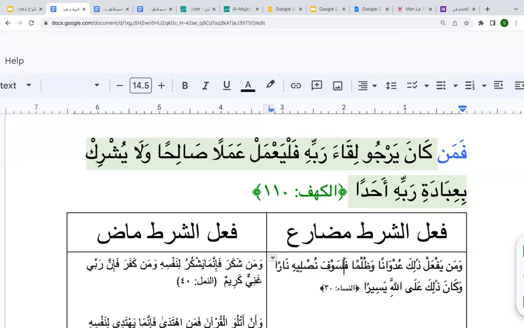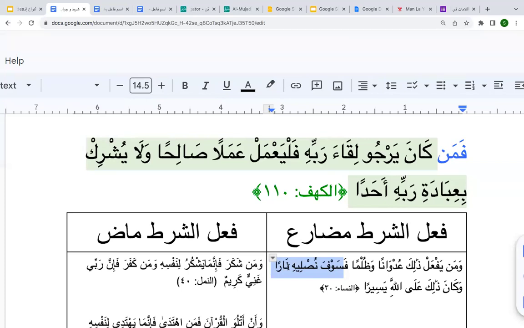When I'm saying my jawabu shart, jumla jawabu shart is fi mahalli jazmin, am I talking about one word, or am I talking about entire sentence? Very well done. No. Entire sentence, whole sentence, okay? Entire sentence. I'm taking into account the entire sentence.